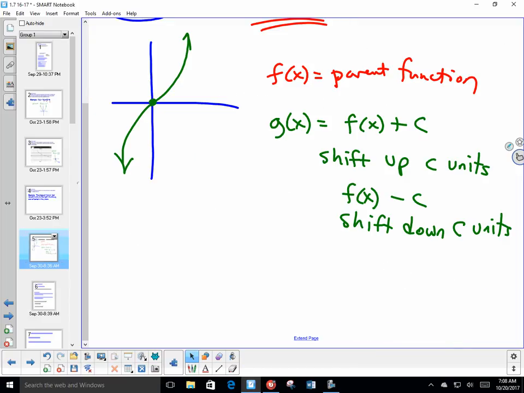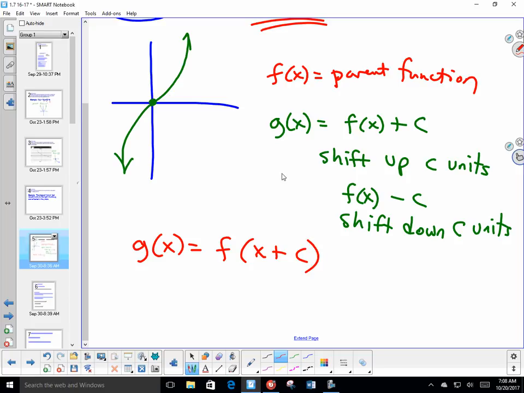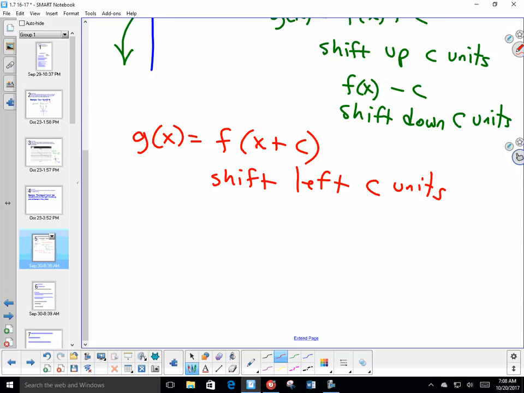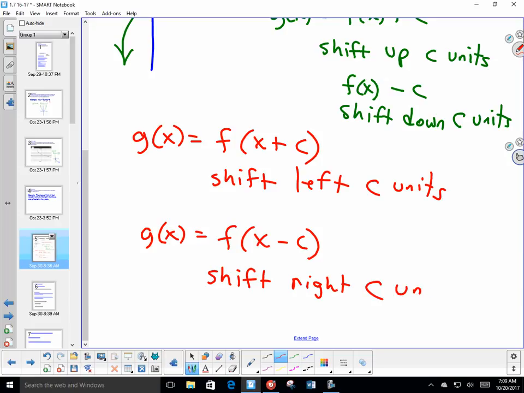Let's look at, what about the shifting left or right? If I have g of x equaling f of x plus some constant c, for example, now I'm adding c to the x before I plug it into the function, then that is going to be a shift left c units, like we just saw in that last example. And if we have g of x equaling f of x minus c, again where c is some positive number, if we're subtracting a positive number from x before we plug it into the function, that would be a shift right c units.